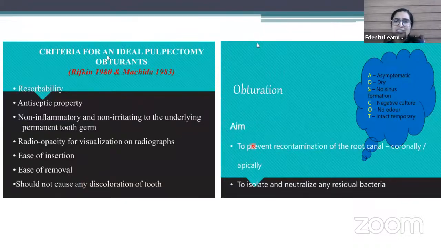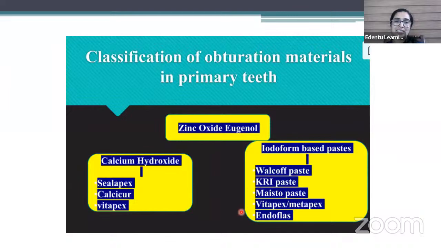Talking about the obturation, this is one particular mnemonic that can help you for writing the same. The tooth that you're going to obturate should be asymptomatic and dry. There should be no evidence of sinus formation. It should have a negative culture, no odor, and also an intact temporary. The aim is to prevent recontamination and to isolate as well as neutralize any residual bacteria.